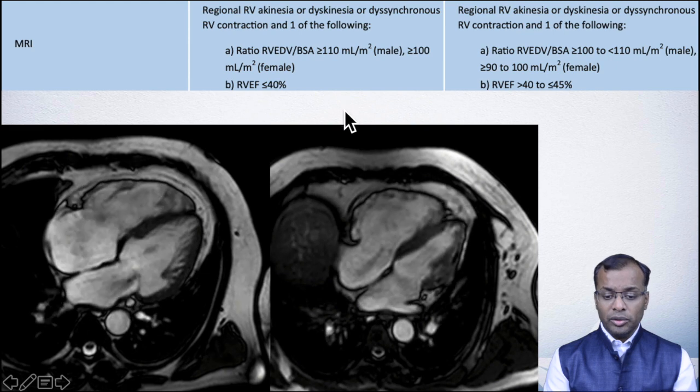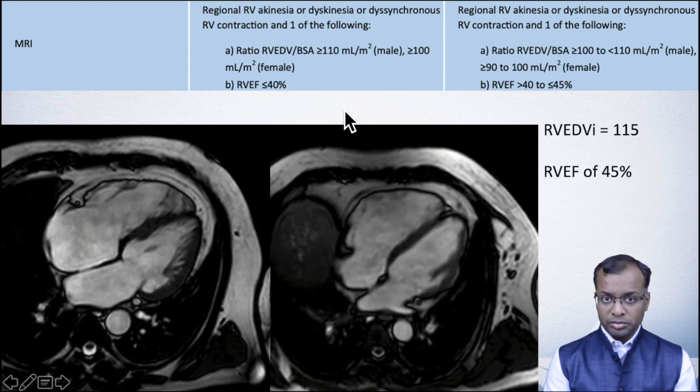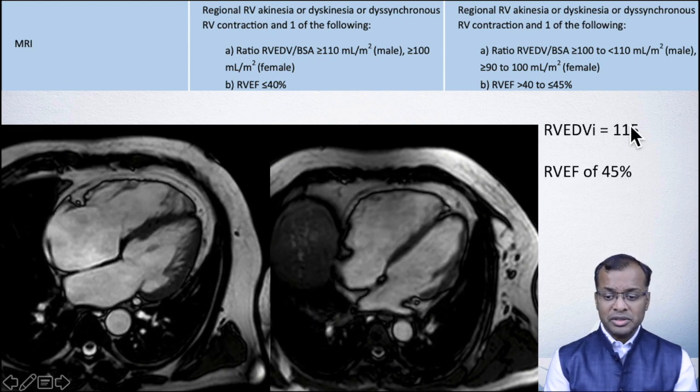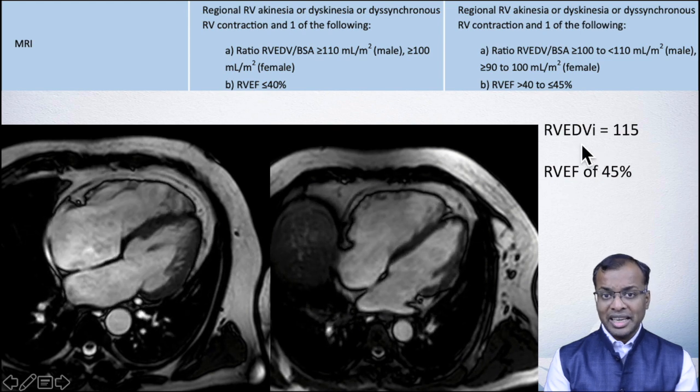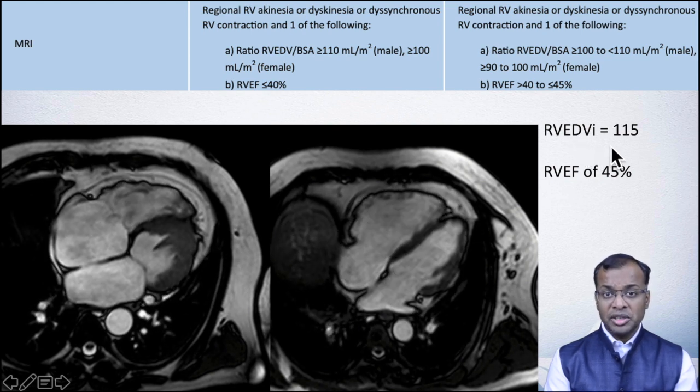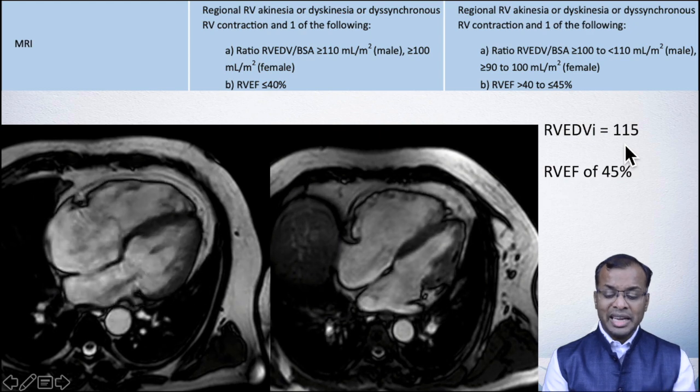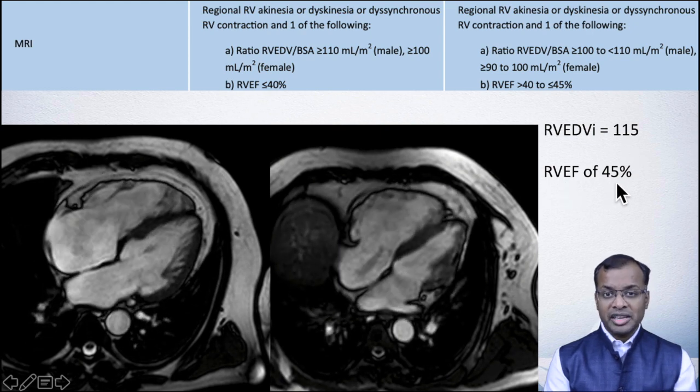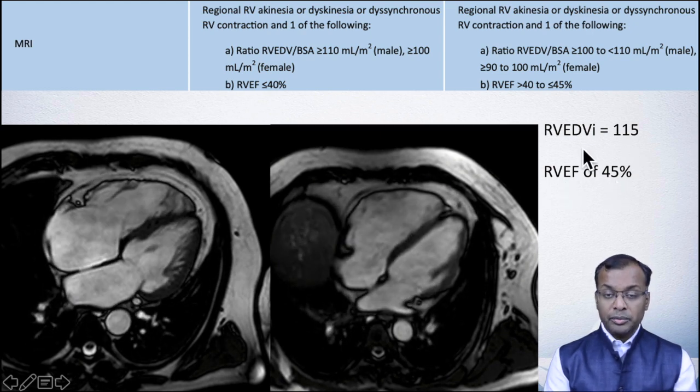This is then followed by looking at the volume. So we do the functional assessment of these patients, and in this patient we had an indexed RV EDV of 115. This was a male patient, while the RV ejection fraction was 45. So then where do we fit this?